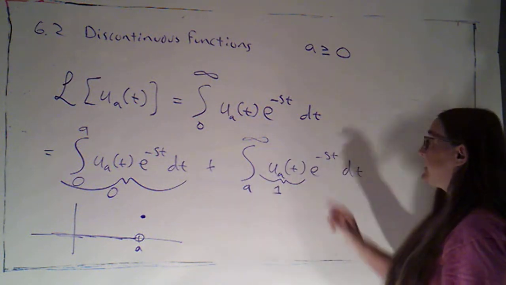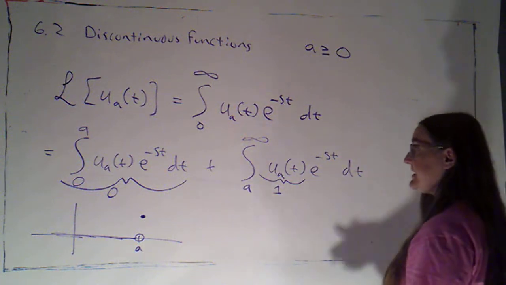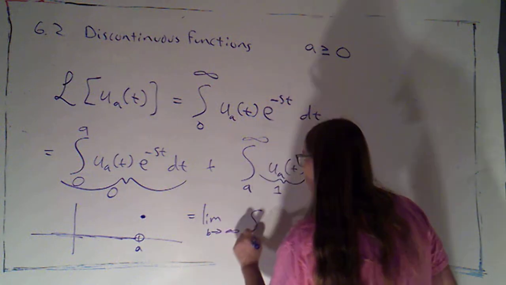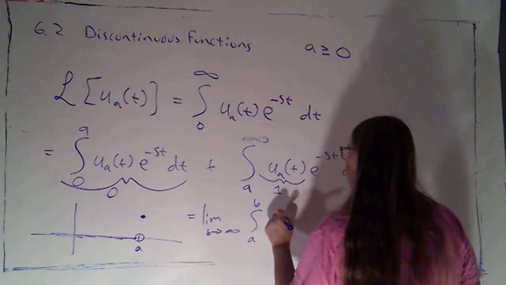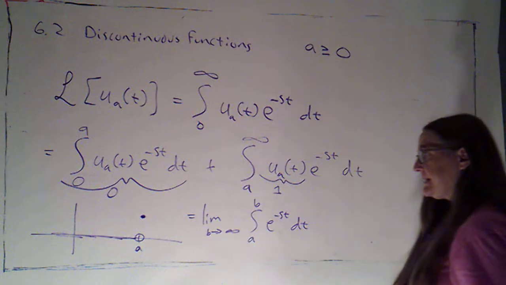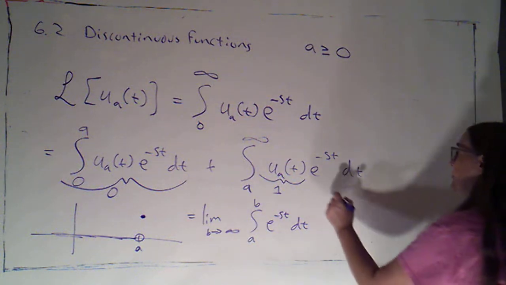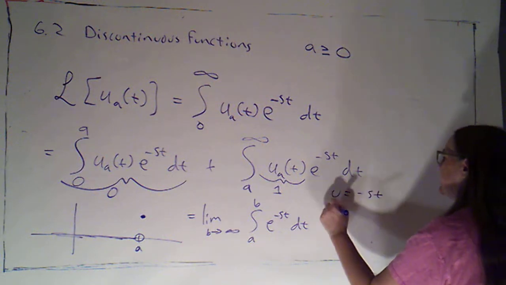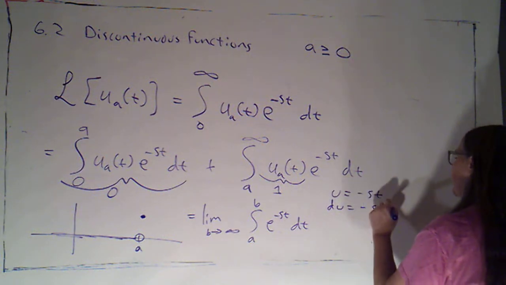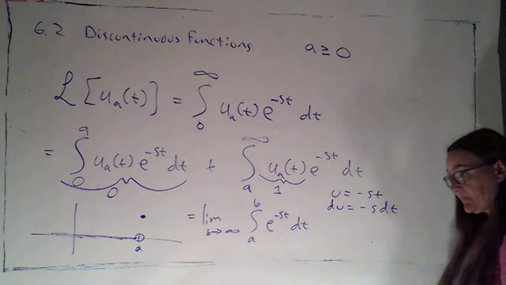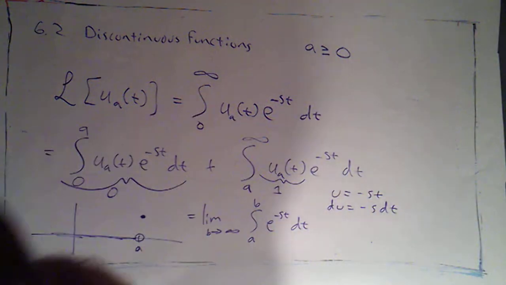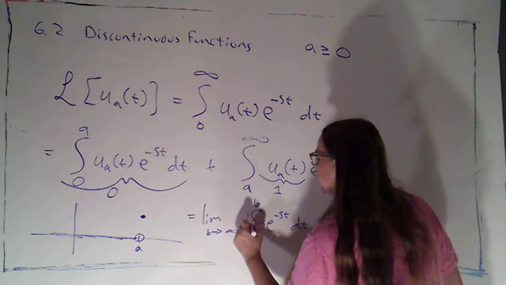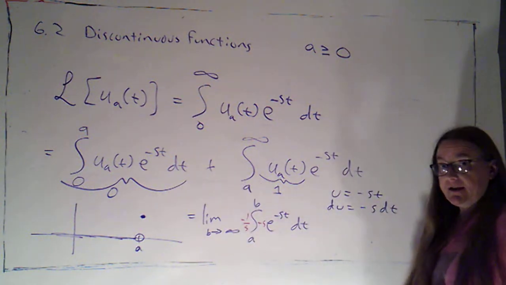So here I'm just integrating e to the negative st. So I'm going to just write that as the limit as b goes to infinity of the integral from a to b of e to the negative st dt. Now I'm going to evaluate that with my nifty u sub. We'll let u equal negative st. So then du is negative s dt. So if this is going to work, I'm going to need to introduce a negative s, which would mean I'd counterbalance with a negative 1 over s.